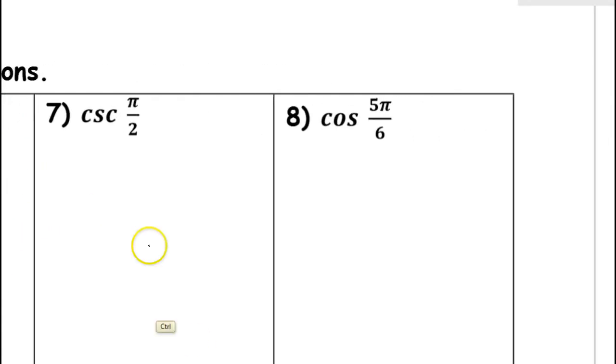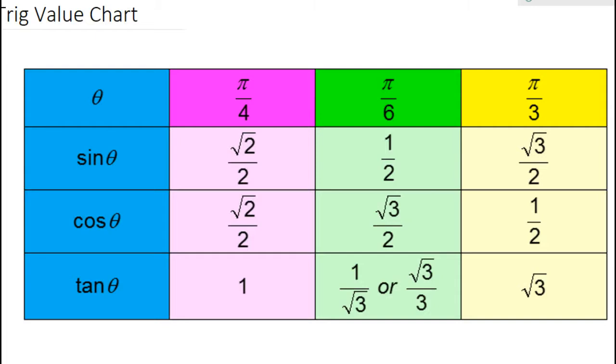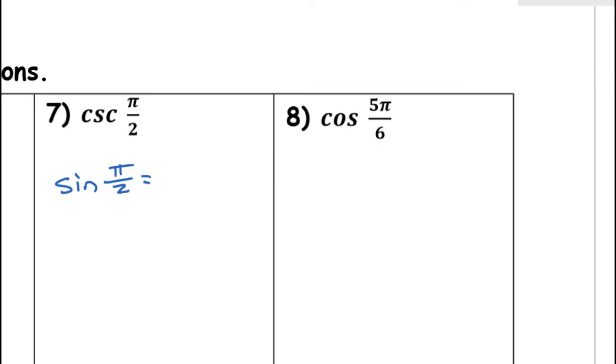How about number 7? Cosecant is the reciprocal of the sine function. So first I'm going to ask myself, what is the sine of pi over 2? And then whatever I get for this, I will take the reciprocal of it. Now this is not one of my special angles. It's not one of these. But what it is, is a quadrantal angle. This is an angle that falls right on one of my axes.